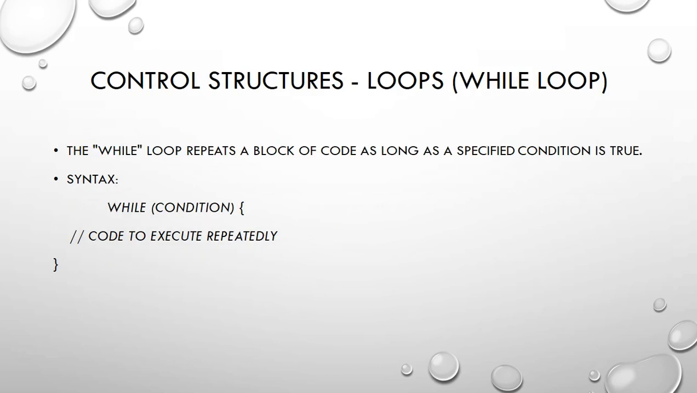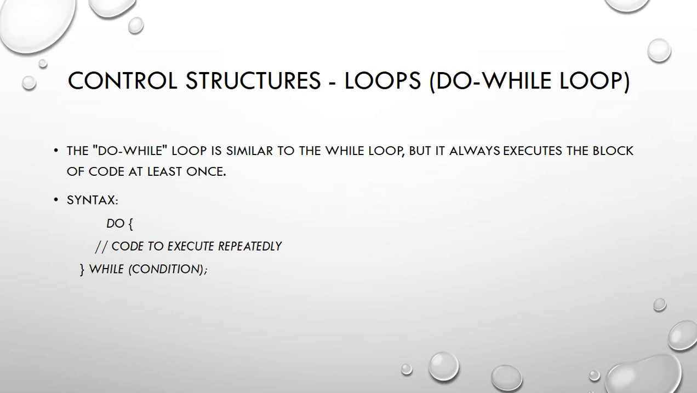Then under loops we have while loops. A while loop repeats a block of code as long as a specified condition is true. It's similar to a for loop. The syntax is while condition, code to execute repeatedly. Then we have the do-while loop. The do-while loop is similar to the while loop, but it always executes the block of code at least once.